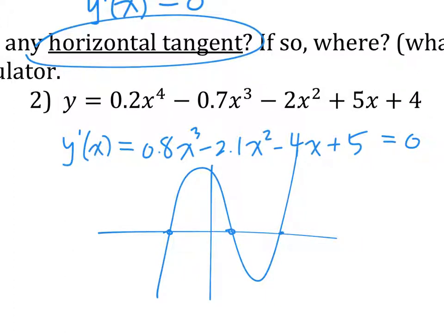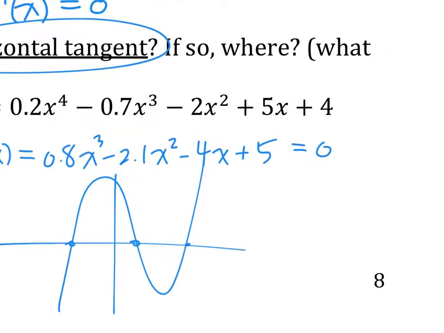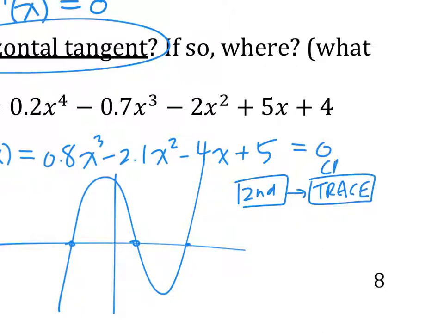If you don't remember how to find roots, what you're going to do is go to second, trace. On top of trace it says calc. And then from there, you're going to use 0. So basically, you're finding the zeros. It's going to ask you for left bound and right bound. So you're going to go to the left of it, enter, right of it, enter, and then it's going to ask you to guess.